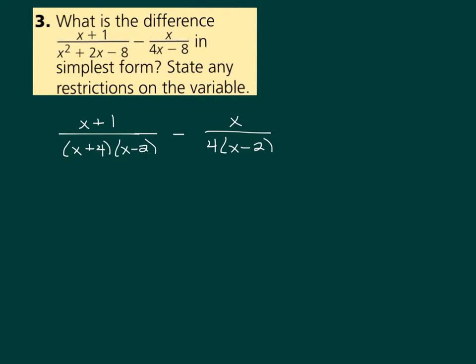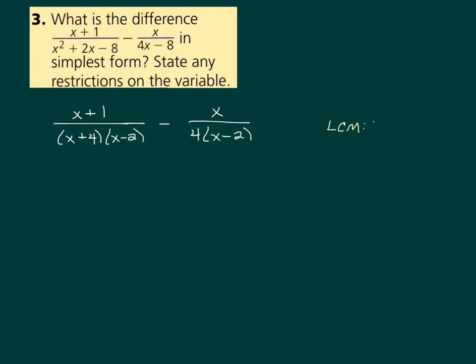So we factored our denominators. We then want to identify our least common multiple. Our least common multiple in this case, we know it should have an x plus 4. We know it should have an x minus 2. We know it should have a 4. We only have to write the x minus 2 down once because the exponent here is a 1, exponent here is a 1. So my least common multiple is 4 times (x plus 4) times (x minus 2).